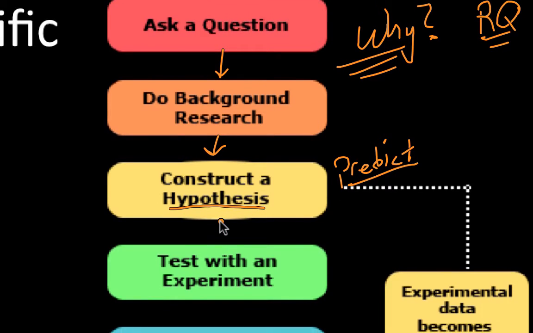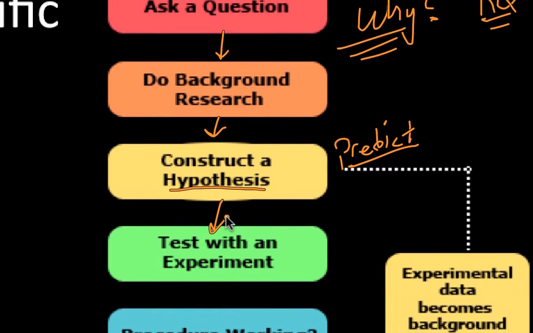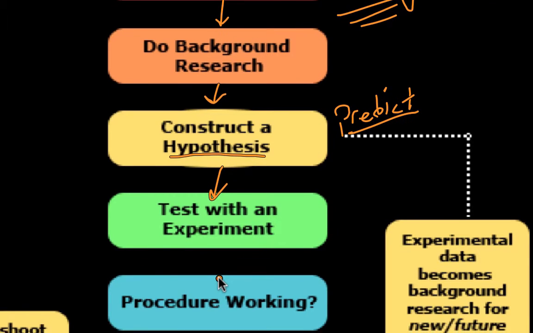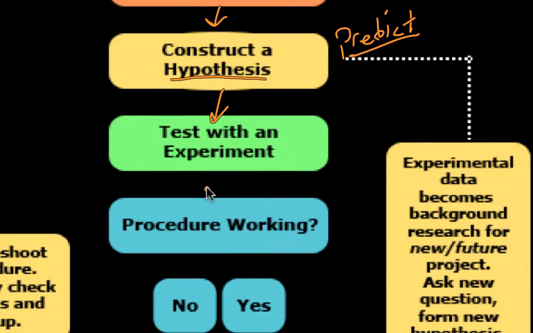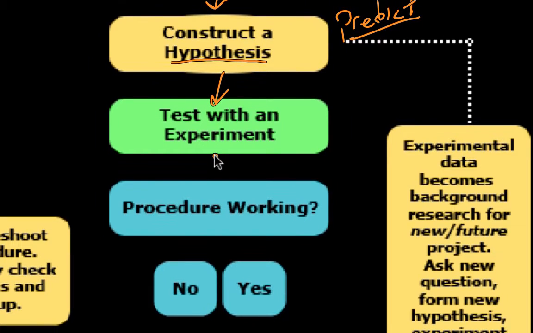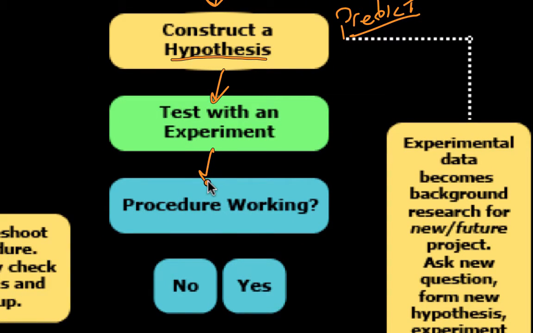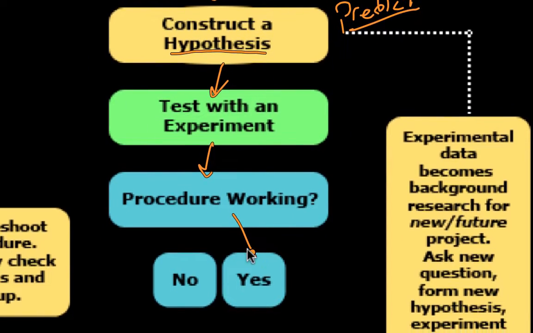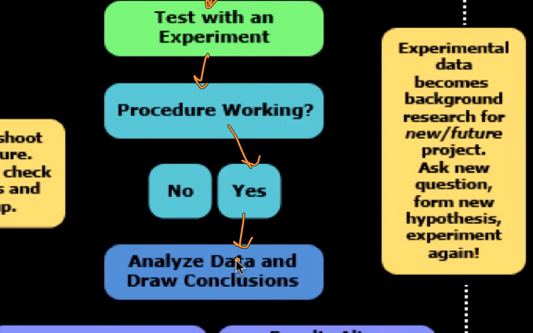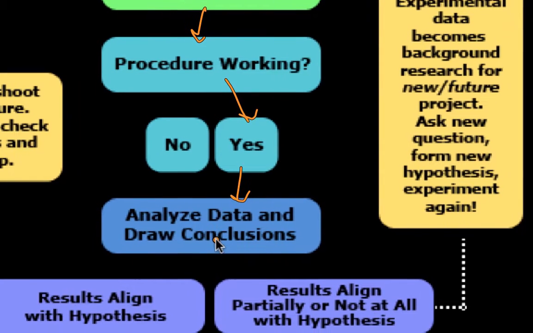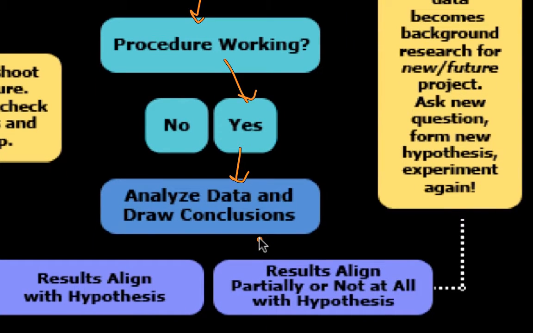Typically, after our hypothesis, we're going to test it with an experiment. We're going to design an experiment and move this way. When we design the experiment, we execute and implement that. We're going to look at our procedure, and if the procedure is working, yes, that's good. Then we have some data that is helpful in drawing conclusions.